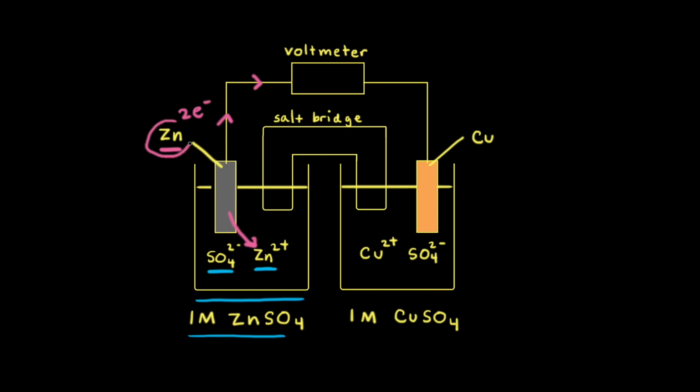This piece of solid zinc is called an electrode. The electrode at which oxidation takes place is called the anode. So let me go ahead and write anode in here.